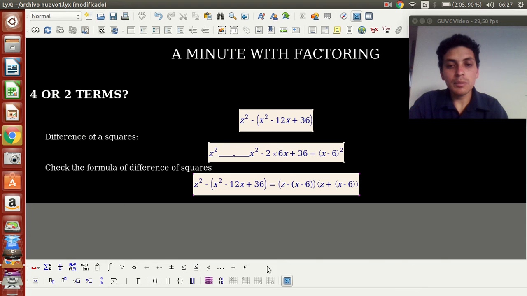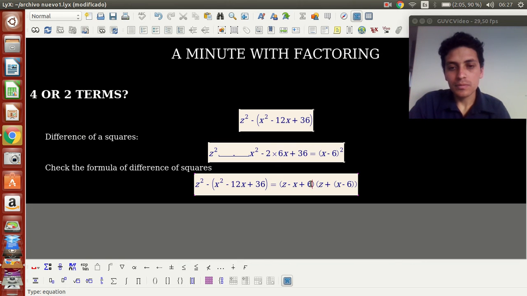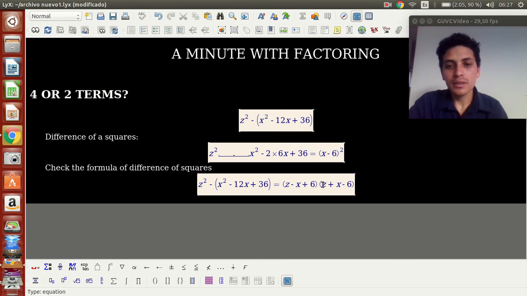You can simplify the parentheses inside the factor. So here, for example, we have z minus (x minus 6). You multiply the negative sign to each term to have z minus x plus 6. And here you can multiply by the positive to have z plus x minus 6. Okay? And here we have the solution.